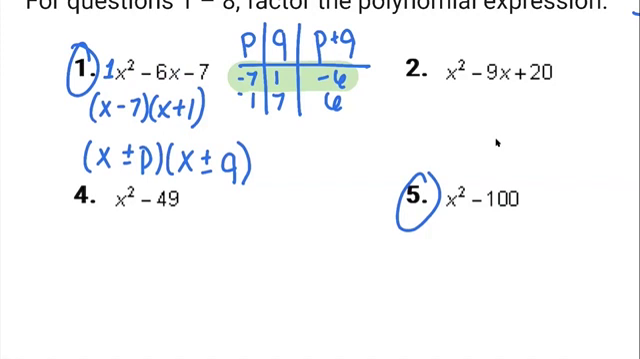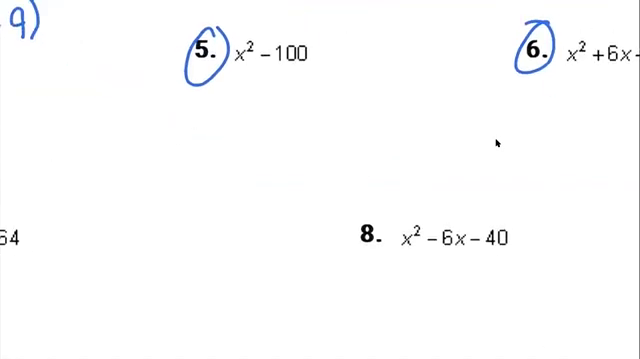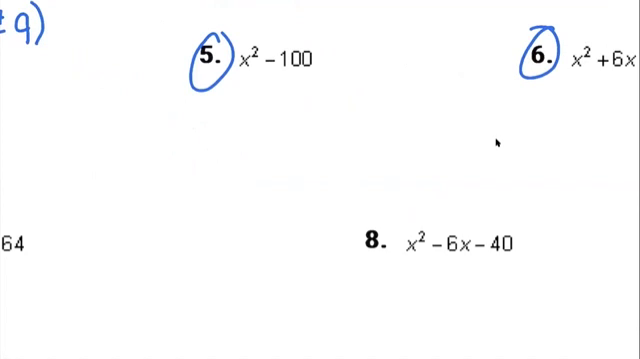Now here, if we look at number 5 here, that's where we have it in this different form. It was that capital A squared minus capital B squared, right? And this is one of those perfect square examples.